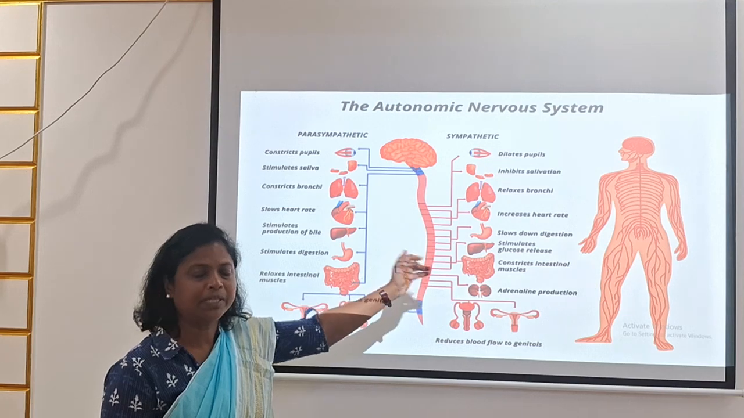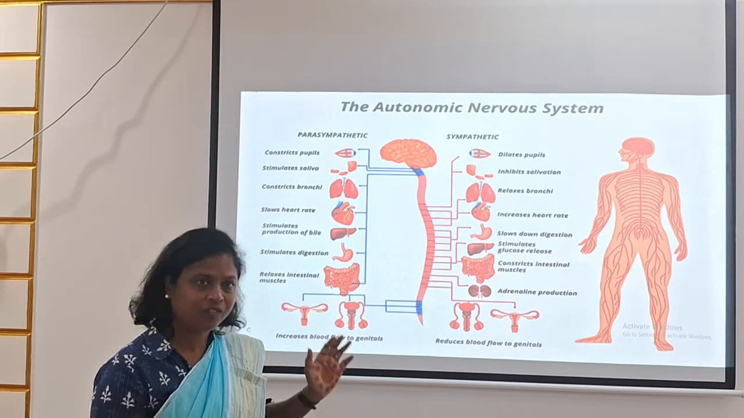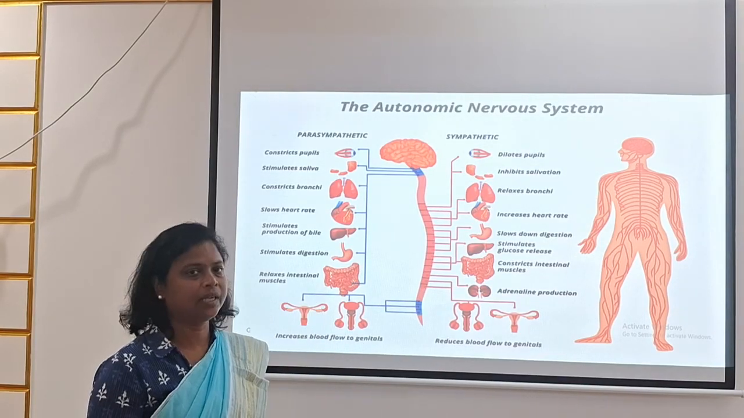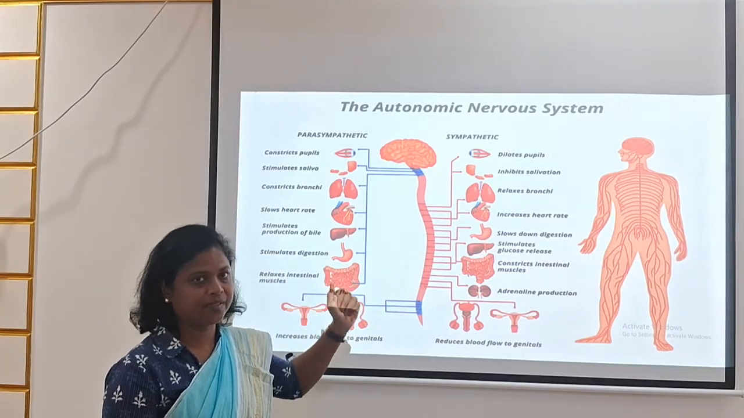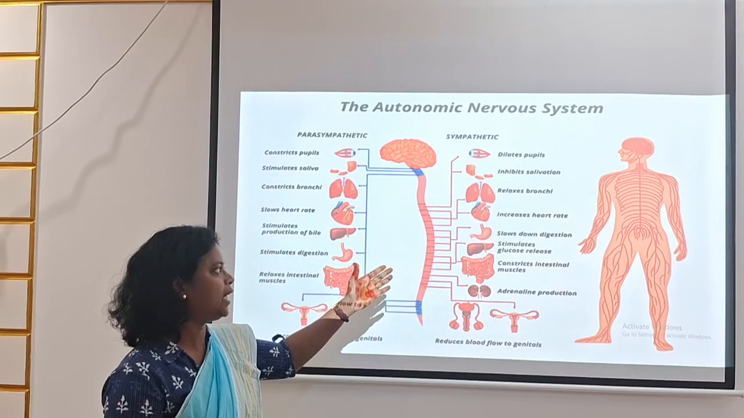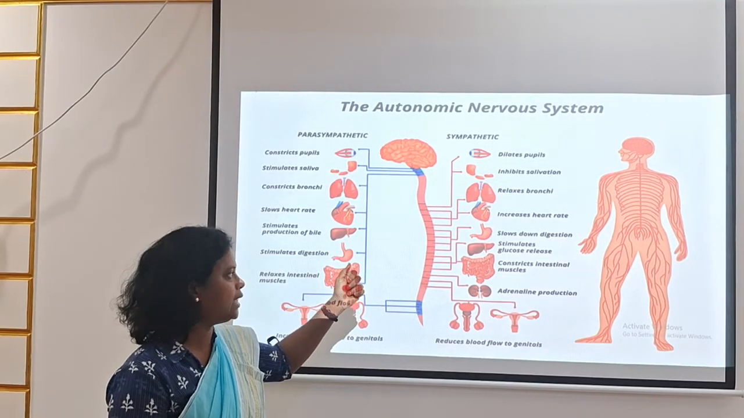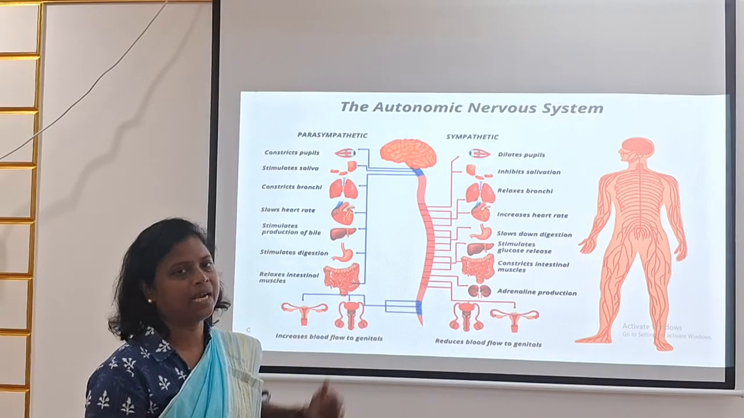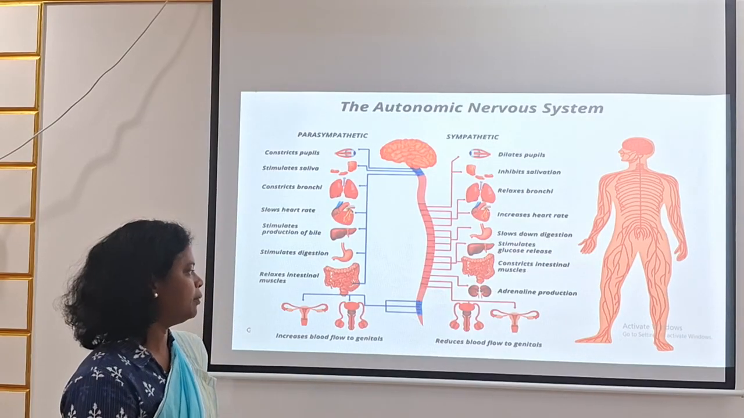So the sympathetic nervous system, contrary to the parasympathetic nervous system, functions in opposition to it. That is, it dilates the pupil, it inhibits the saliva, it relaxes the bronchi, increases the heart rate, slows down the digestion, stimulates glucose release, constricts intestinal mucosa muscles, and stimulates adrenal production. So it also reduces the blood flow to the genitals.